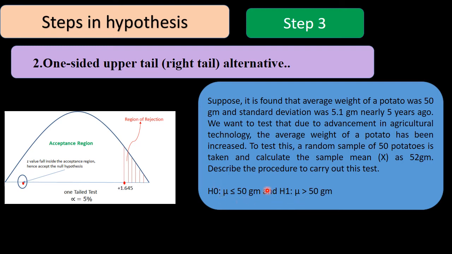Then we can set the hypotheses, null hypothesis and alternative hypothesis. The alternative hypothesis is mu higher than 50 gram. Higher than the mean, it is going to the right side. Then we can set the null hypothesis, which is the opposite of the alternative hypothesis: mu equal or less than 50 gram. That is the null hypothesis.